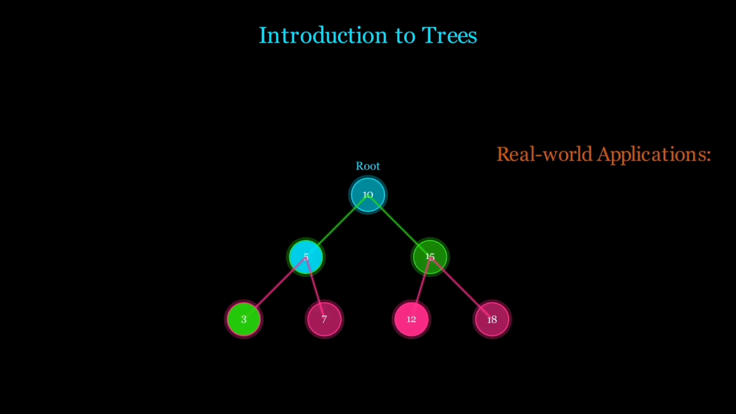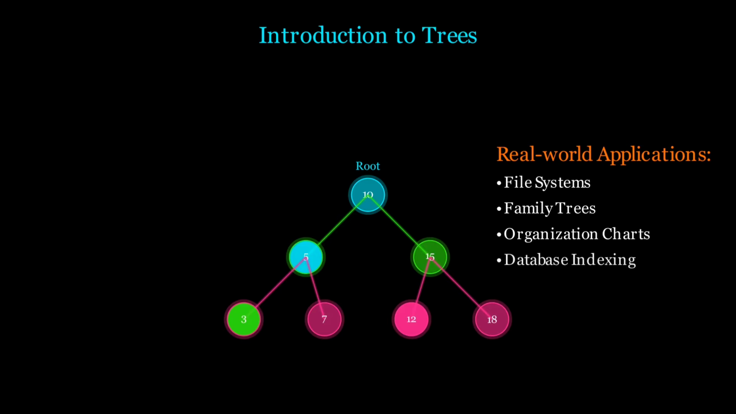Now moving on to the real world applications. We know that trees are not just theoretical. They are used everywhere. First one is the file system, organizing files and folders in tree-like structures. Next is family trees, mapping the relations. And organization charts, structuring the hierarchies. And for database indexing, speeding up the searches, we use trees.